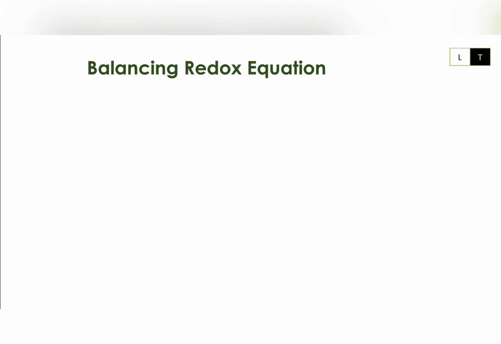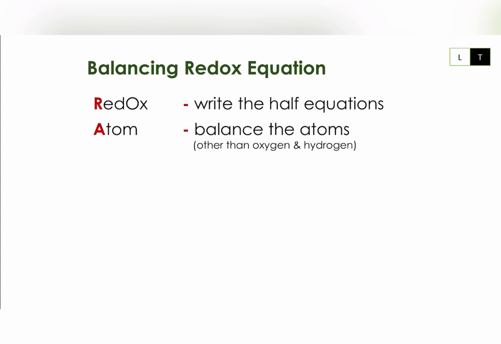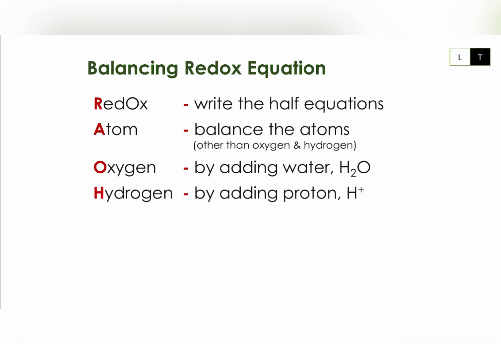We are going to start with R first, redox, where you have to determine the couples based on their similarity of elements sharing, and then divide them into two half equations based on two processes, oxidation and reduction. Next, you have to balance atoms other than oxygen and hydrogen. Next, you have to balance oxygen by adding water, H2O, followed by hydrogen by adding proton, H+.